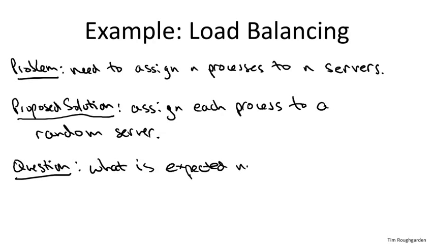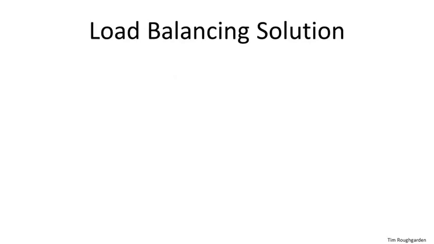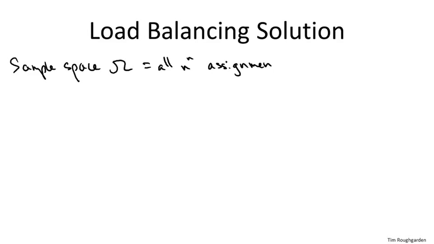So let's proceed to the solution, the answer to this question. Before you start talking about expectations, one has to be clear about the sample space and what are the probabilities of the various outcomes. Remember, the sample space omega just denotes every possible thing that could happen. So what are we doing? For each process, we're assigning it to a random server. So all of the things that could happen are all of the different assignments of these n processes to these n servers. And if you think about it, there are n raised to the n possible outcomes, because you have n choices for each of the n processes.